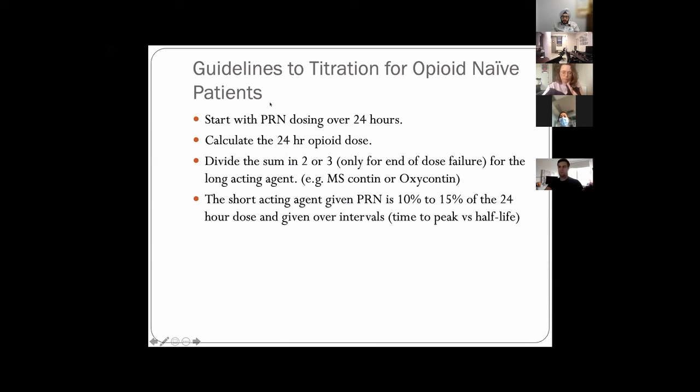So your guidelines for opioid naive patients. You start with PRN dosing over 24 hours, right? So let's say you have a person who's in pain, you calculated the dose. For ease of mathematics, you have a 70 kilogram person, you use the 0.03 milligrams per kilogram, you're going to give 2 milligrams of morphine IV, keeping in mind that the creatinine clearance is greater than 30. So you start giving 2 milligrams, let's say at 9 a.m., when you first saw the patient. The next time that you will be checking the patient is at the 15th minute mark, right? Because the time to peak for IV is anywhere from 10 to 15 minutes.